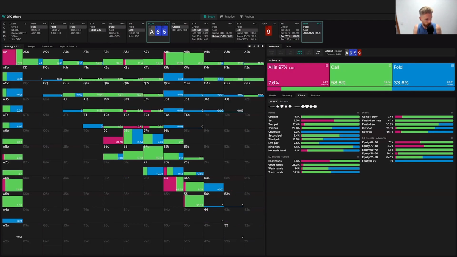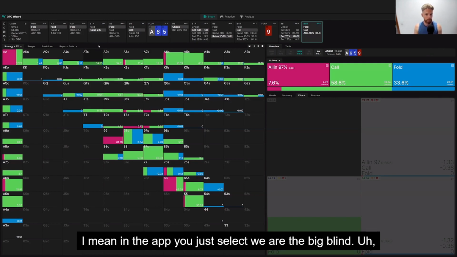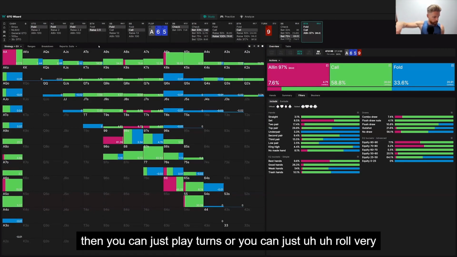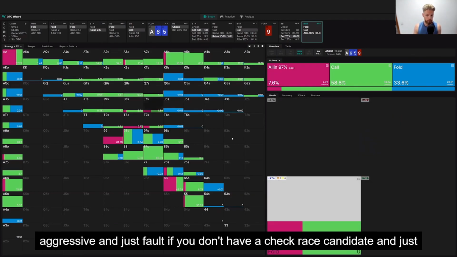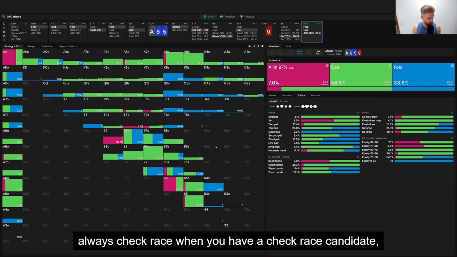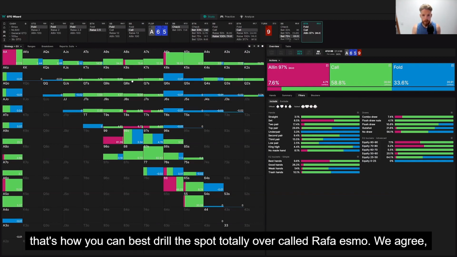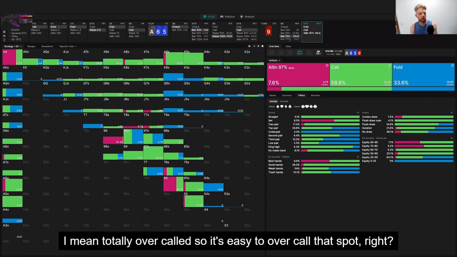How to practice drill this in the app? I mean, in the app, you just select we are the big blind. I think you can select that we have check raised. Then you can just play turns. Or you can just roll very aggressive and just fold if you don't have a check raise candidate and always check raise when you have a check raise candidate. That's how you can best drill the spot. Totally overcalled, Rafael says. Well, we agree. I mean, totally overcalled. So it's easy to overcall that spot, right?